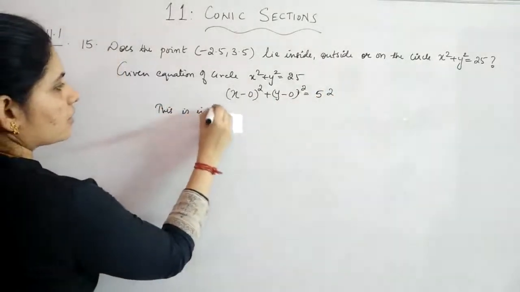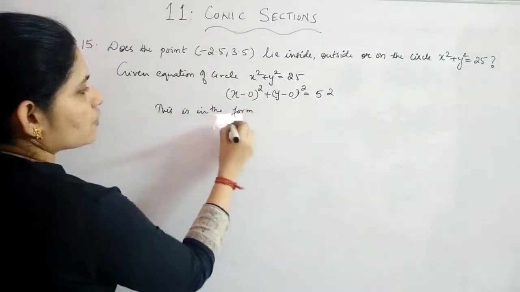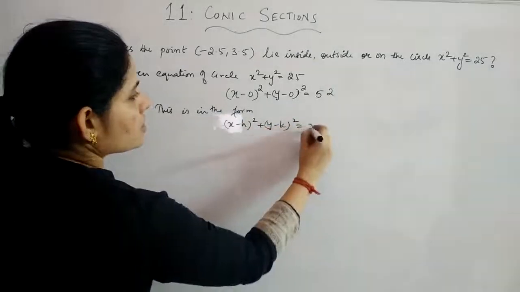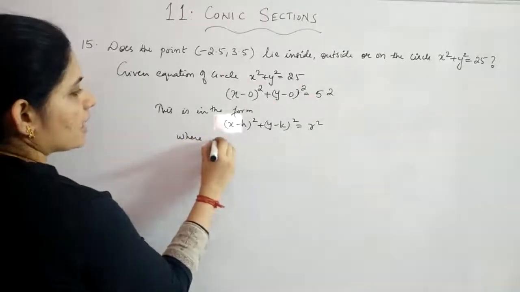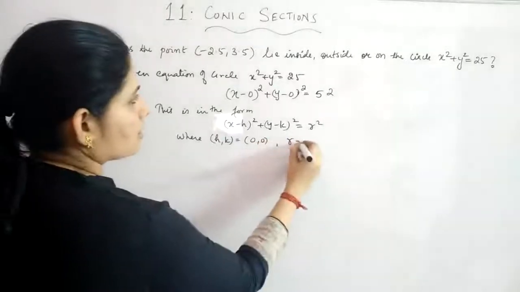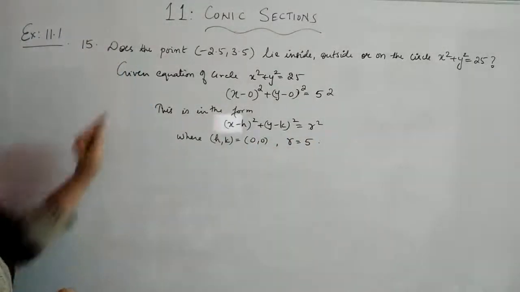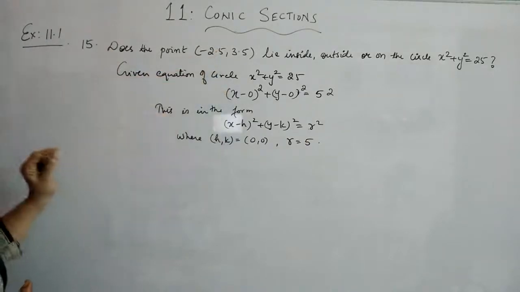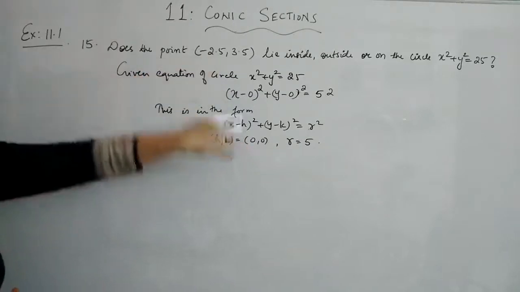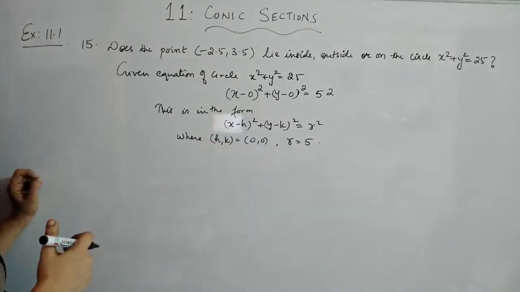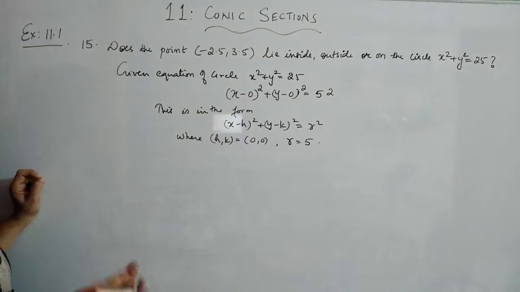This is in the standard form, which form? (x minus h) the whole square plus (y minus k) the whole square equal to r square. So that you can say where (h, k) is (0, 0), that is origin, and radius r is 5. Now what we will do is, the given point is lying inside or outside or on the circle. In order to test that, we will just find the distance of this point from the origin. If this distance is less than 5, we can say that the point is inside the circle. Now if it is greater than 5, it will be outside the circle, and if it is 5, it will be on the circle.